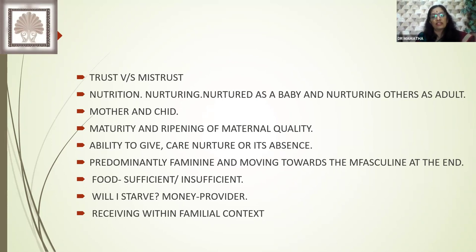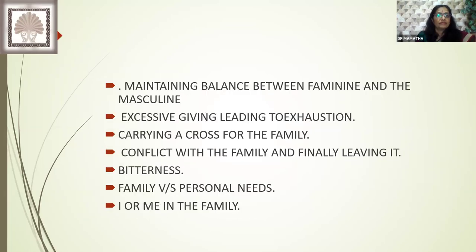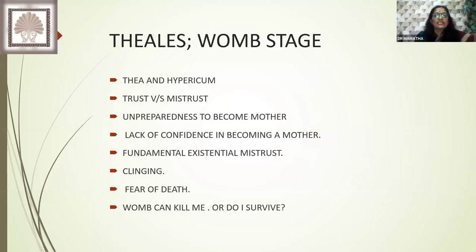Receiving within familial context. Maintaining a balance between the feminine and the masculine. So excessive giving leading to exhaustion. Carrying a cross for the family. Working so much for the family and their nurturing and care. Conflict with the family and finally leaving it. There could be bitterness towards the family that I have done so much for the family. Family versus personal needs. I or me in the family is the main issue of the silica series or the natrum line.